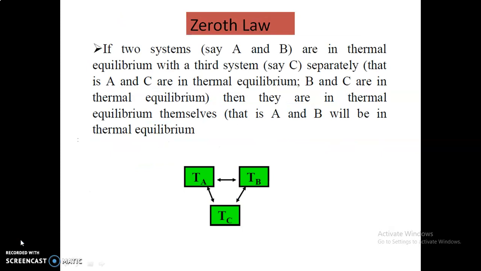Now this is the explanation of the zeroth law. In all there are 3 systems A, B, C. If two systems, say A and B, are in thermal equilibrium with a third system, say C, separately, that is A and C are in thermal equilibrium, B and C are in thermal equilibrium, then they are in thermal equilibrium with each other. That is, A and B will be in thermal equilibrium. So that means 3 bodies are there.